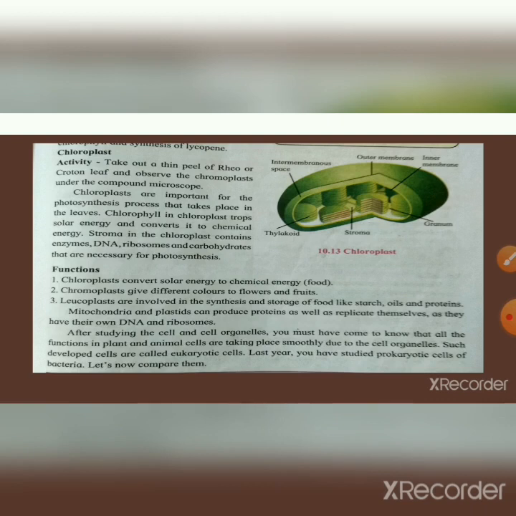After studying the cell and cell organelles, you must have come to know that all the functions in plant and animal cells take place smoothly due to the cell organelles. Such developed cells are called eukaryotic cells.